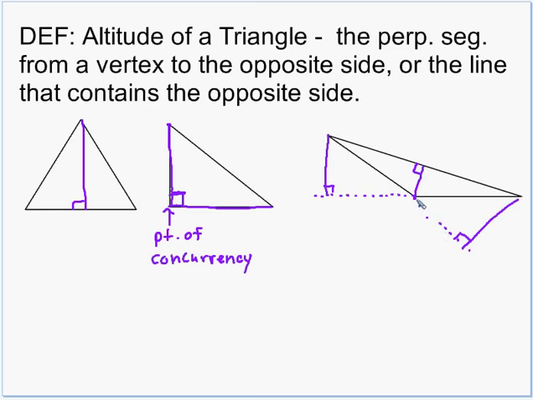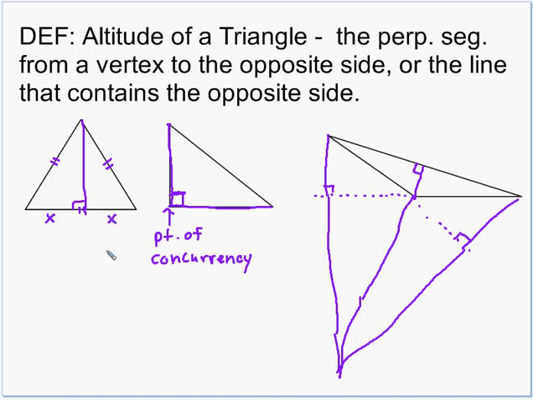Now, where would all three of these altitudes meet? Well, we can extend each of those, and we end up with our point of concurrency on the outside of our triangle. If we go back to the acute triangle, let's say it's more specifically an equilateral triangle, which means all three sides are going to be the same. That altitude is also considered the median. If this is a length of x, that other part is a length of x.